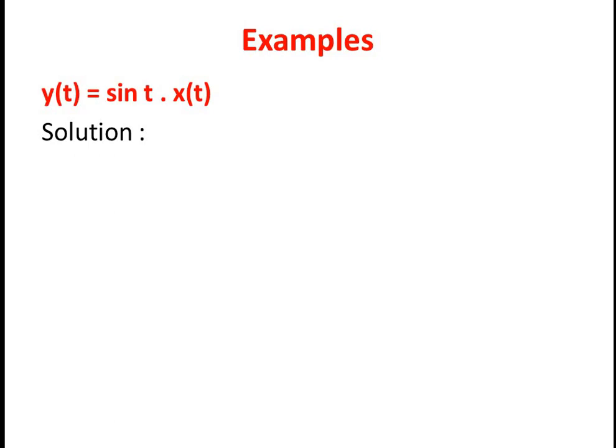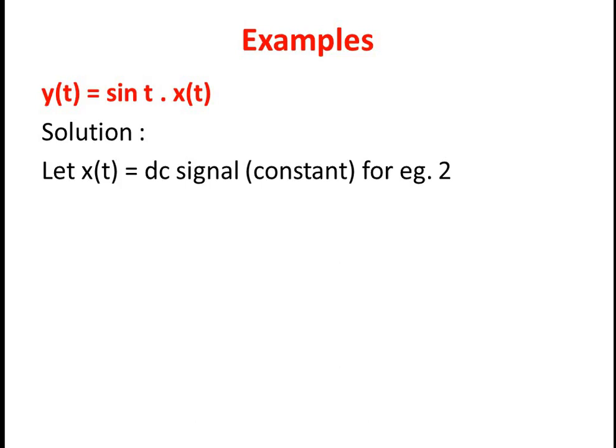The problem is y of t is equal to sin t into x of t. We are checking only for the very first case, that is the BIBO condition. So we have to consider any one of the bounded signals. We have four bounded signals: one is DC, the second is the unit step function, the third is the sine wave, and the fourth is the cosine wave. Now we will consider the input as a DC signal, that is, a bounded input.